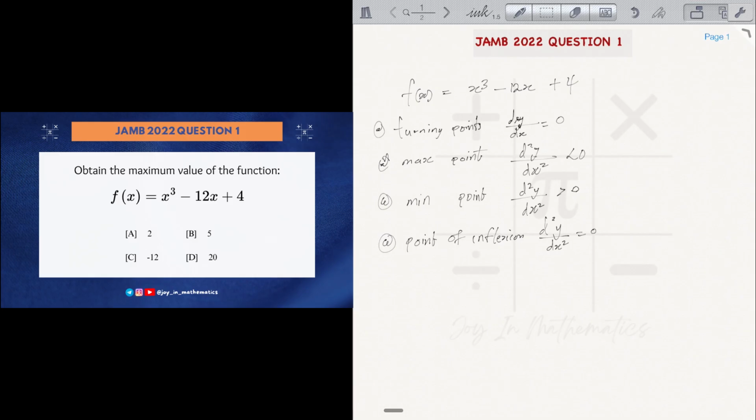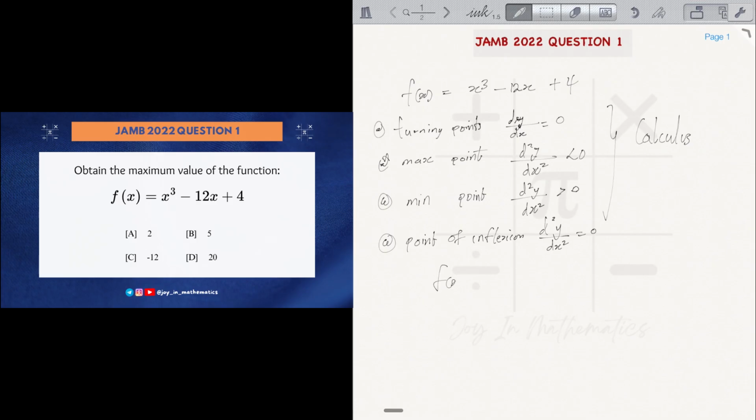Now this all is an application in calculus, so you can refer to more videos on this in our lesson videos on calculus. You will see where we talked on turning points. So let's go back to the question.